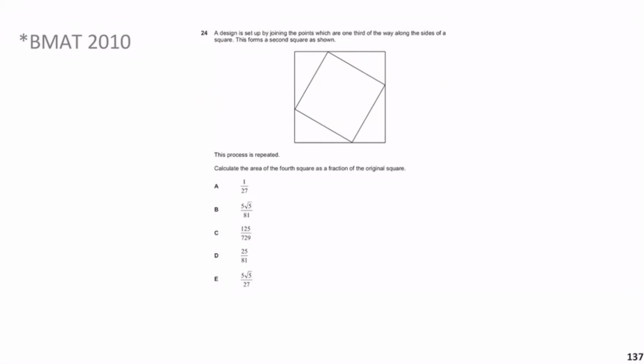BMAT 2010, question 24. A design is set up by joining the points which are 1/3 of the way along the sides of a square. This forms a second square as shown. The process is repeated. Calculate the area of the fourth square as a fraction of the original square. So, guys, pause the video, give yourself a minute. Be sure to be back after that minute, and then we'll be going through the solution.